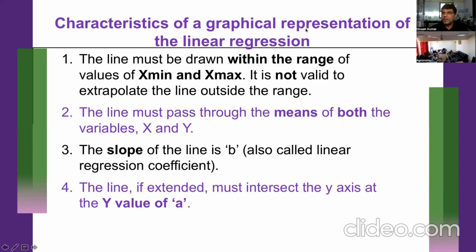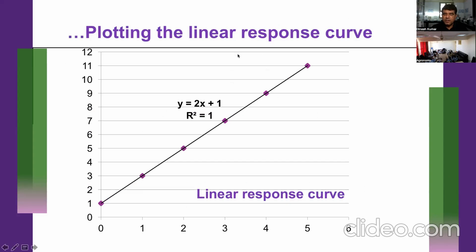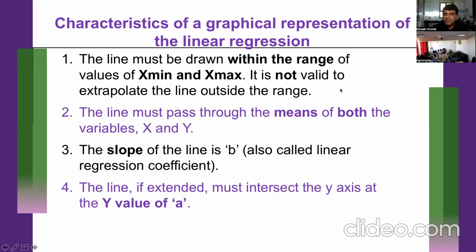See the characteristics of the graphical representation of the linear regression. In the last picture, you have seen the graphical representation of the linear equation. Now you see the characteristics of this equation. The line must be drawn within the range of values of x min and x max. It is not valid to extrapolate the line outside this range. That means the line should be plotted only for 0 to 120.